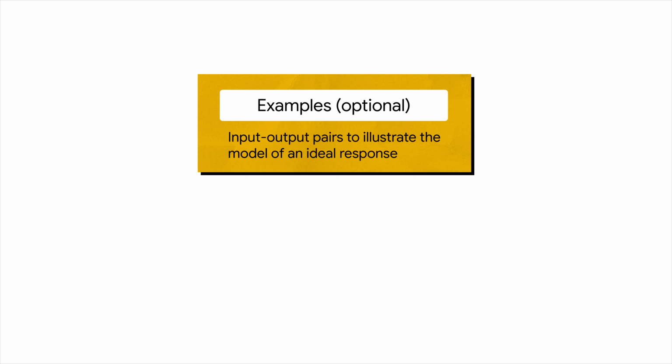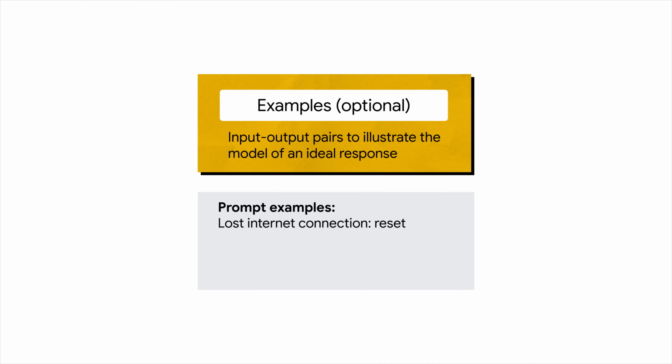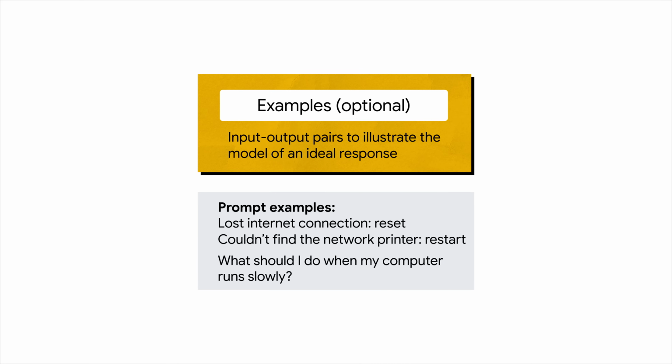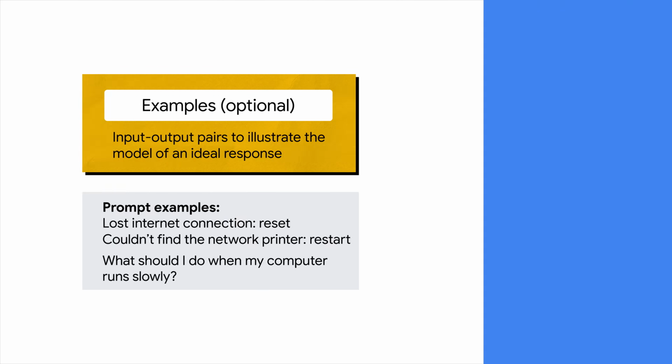Examples are pairs of inputs and outputs that demonstrate the desired response format to the model. Incorporating examples in the prompt is an effective technique for tailoring the response format. For instance, you can enter input-output pairs in the following manner: lost internet connection, reset. Couldn't find the network printer, restart. Subsequently, you can type in the prompt, what should I do when my computer runs slowly? The model will likely suggest that you reset the computer. Context and examples are extensively utilized when training or tuning generative AI models to behave as you desired.